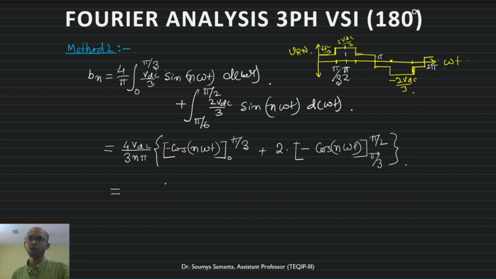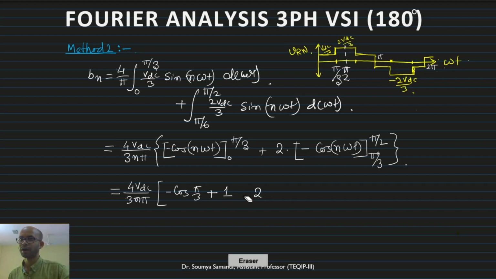So if I solve this part, what will happen? 4 VDC by 3 n pi, and this part will be minus cosine pi by 3, and minus, if I include plus, cos 0 is 1, plus twice, initially this will be minus twice cos pi by 2, and this minus becomes plus, so this will be plus twice cos pi by 3. So this part.